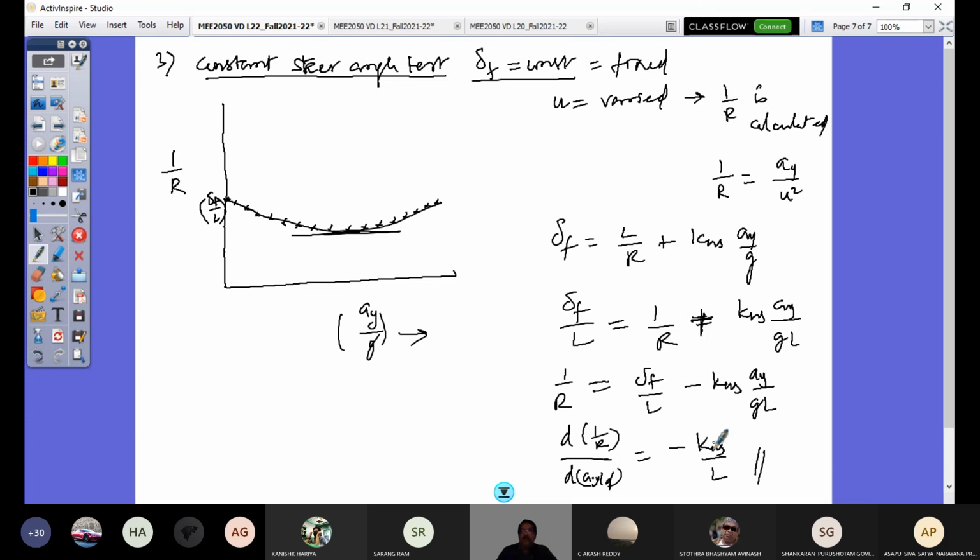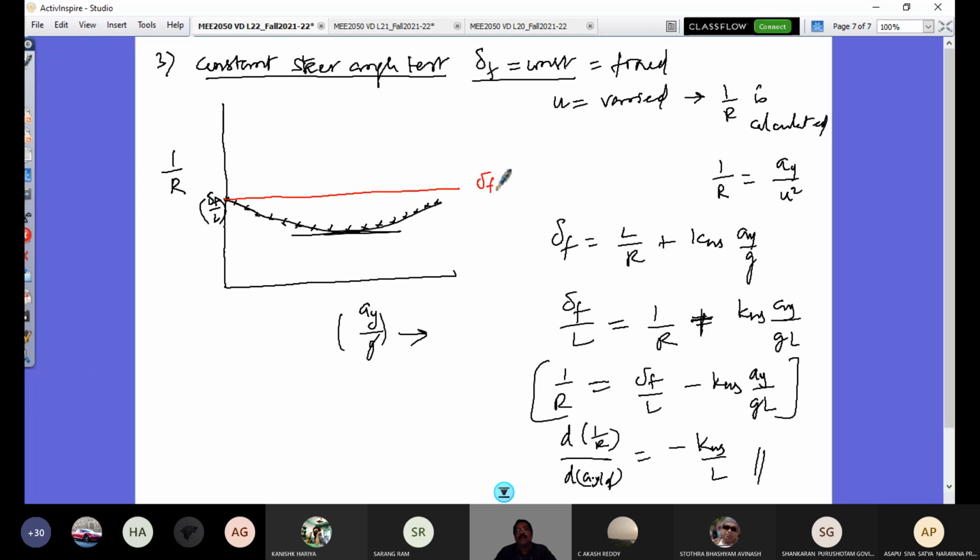So when KUS is 0, the slope is 0. That means I will have a parallel line. KUS is 0, the slope is 0. That's corresponding to that. But what is my curvature at that time? In this equation, let me substitute KUS as 0. So I will have delta f by L. So that's this line. This is delta f by L for a neutral steered vehicle, the neutral steer tendency of the vehicle.